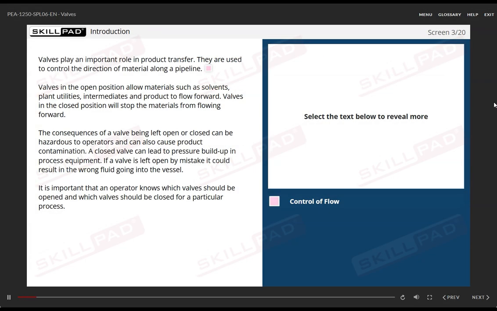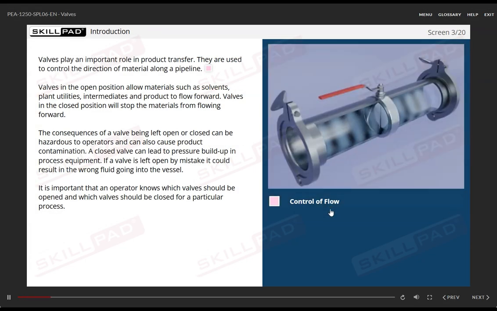Introduction. Valves play an important role in product transfer. They are used to control the direction of material along a pipeline. Valves in the open position allow materials such as solvents, plant utilities, intermediates, and product to flow forward. Valves in the closed position will stop the materials from flowing forward.